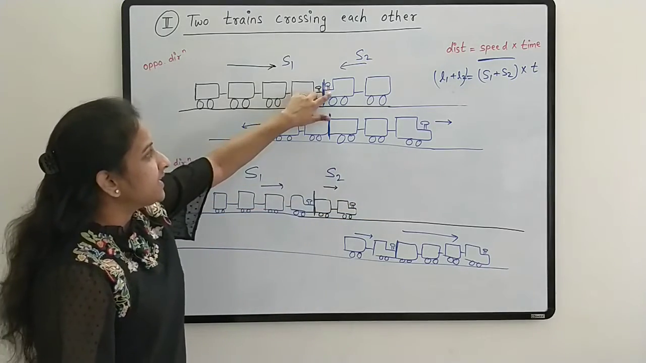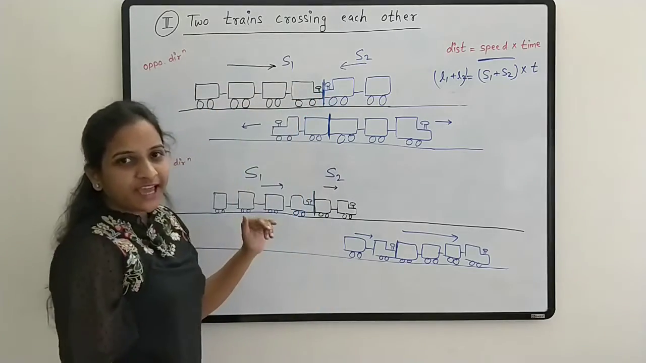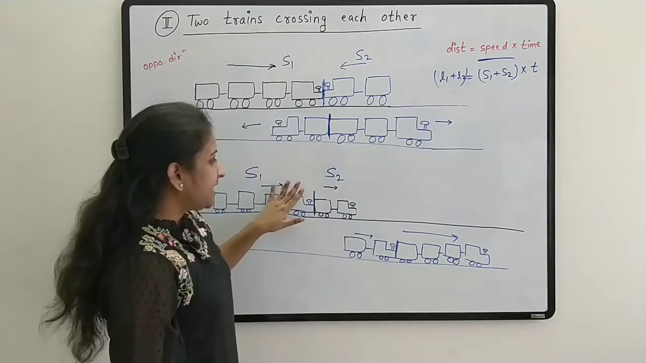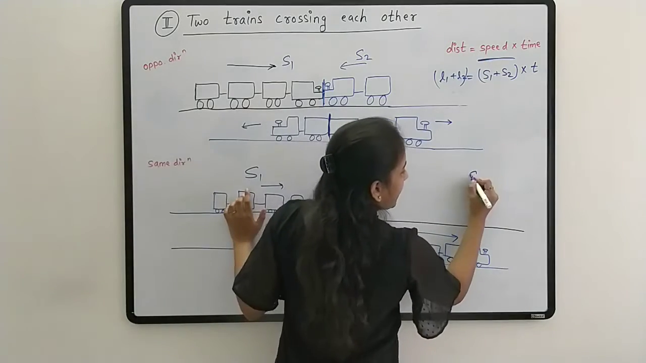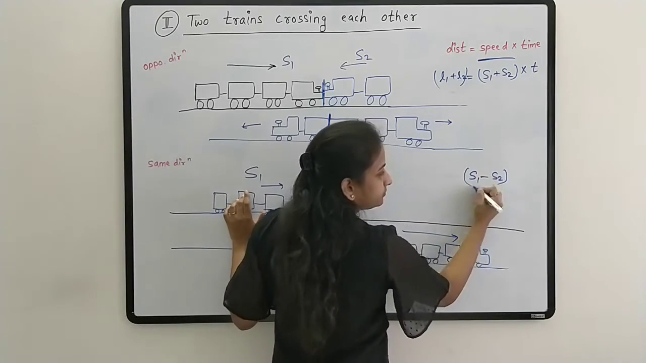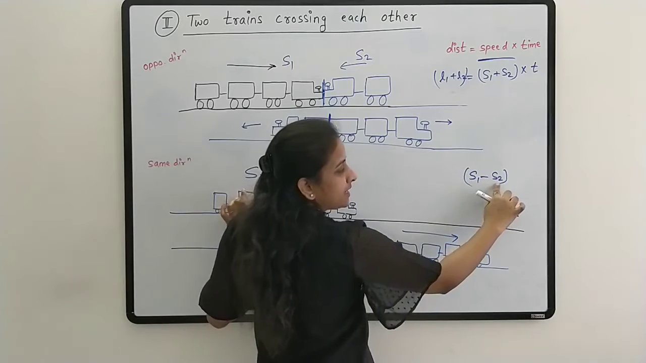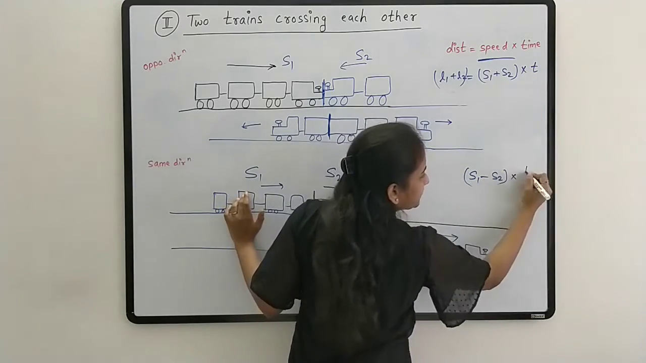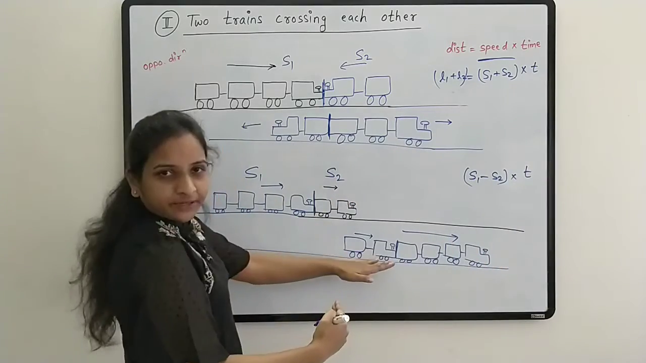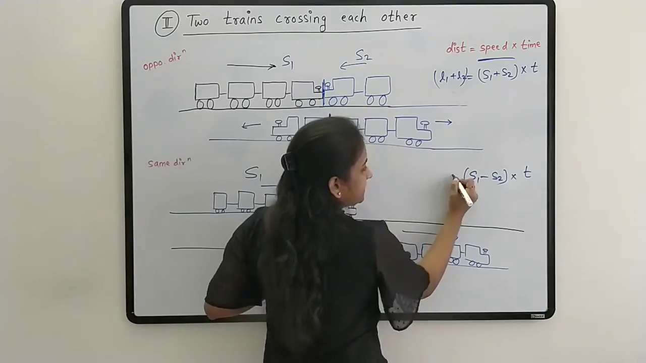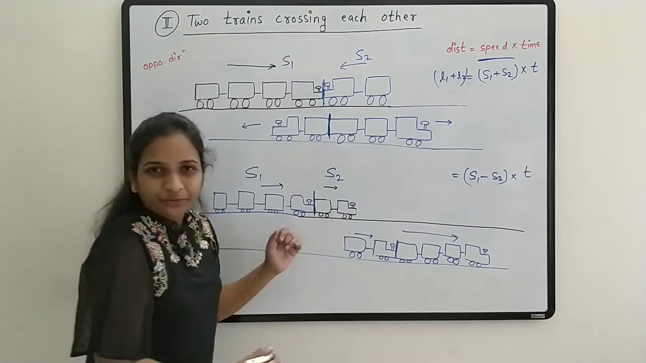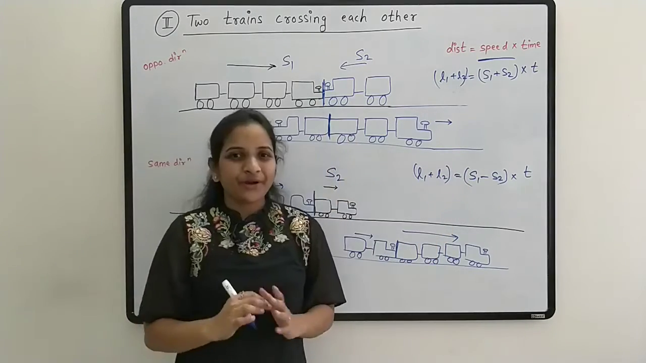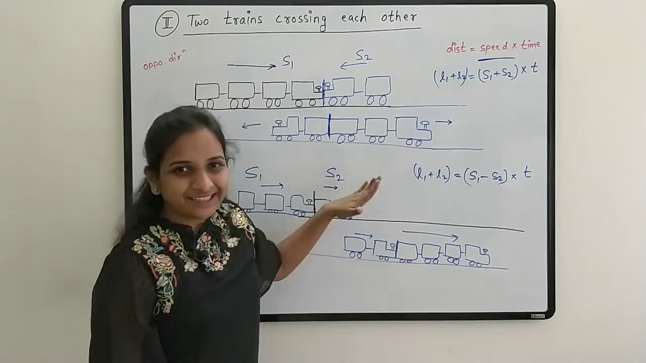Okay, in the earlier case two trains are moving in opposite direction, that's why relative speed is S1 plus S2. In this case, relative speed is S1 minus S2, higher speed minus lower speed, into time to cross each other. Distance in this case is the same, L1 plus L2, length of first train plus length of second train. Okay, understood the formulas? Easy.